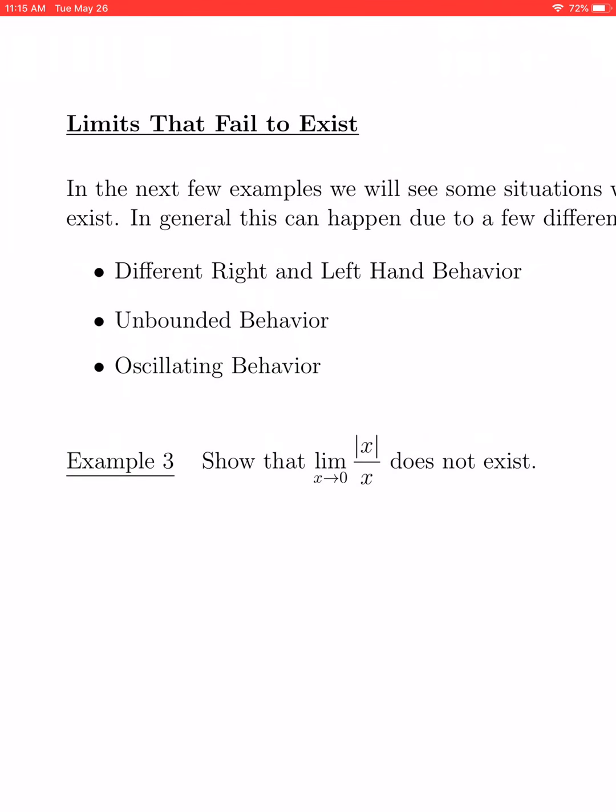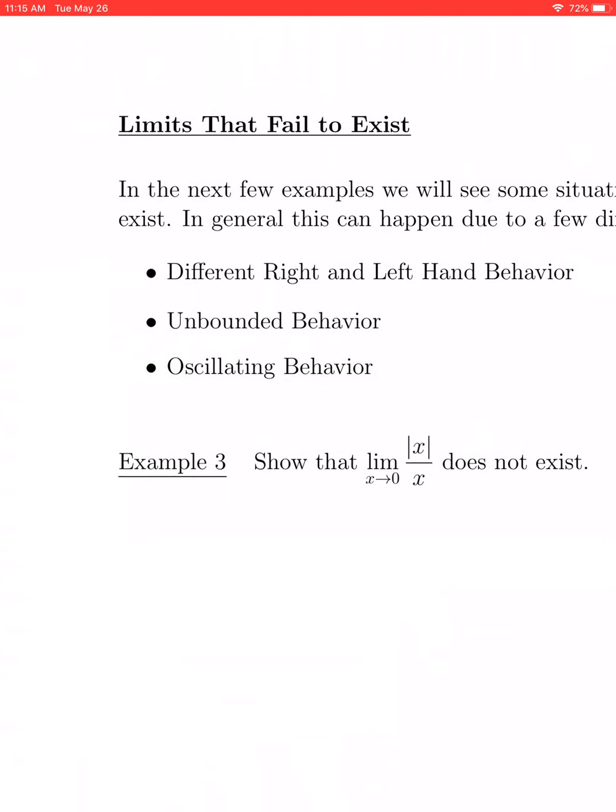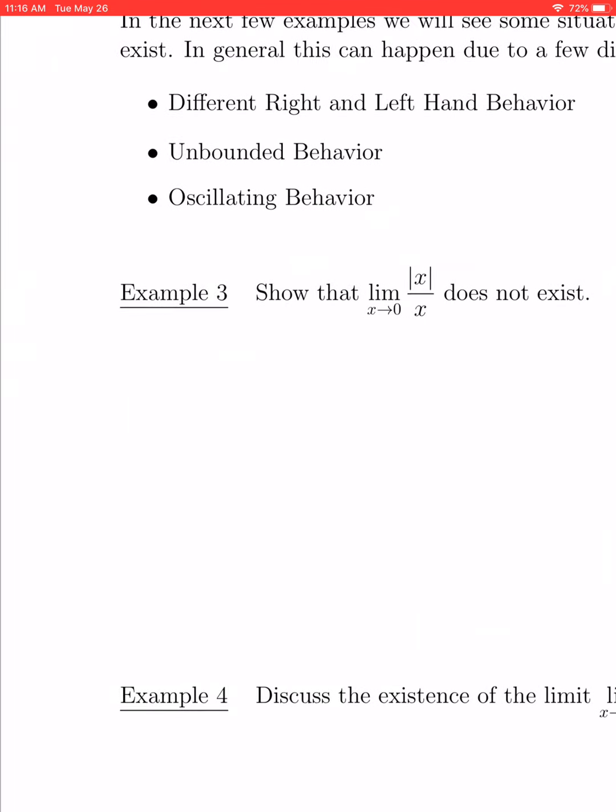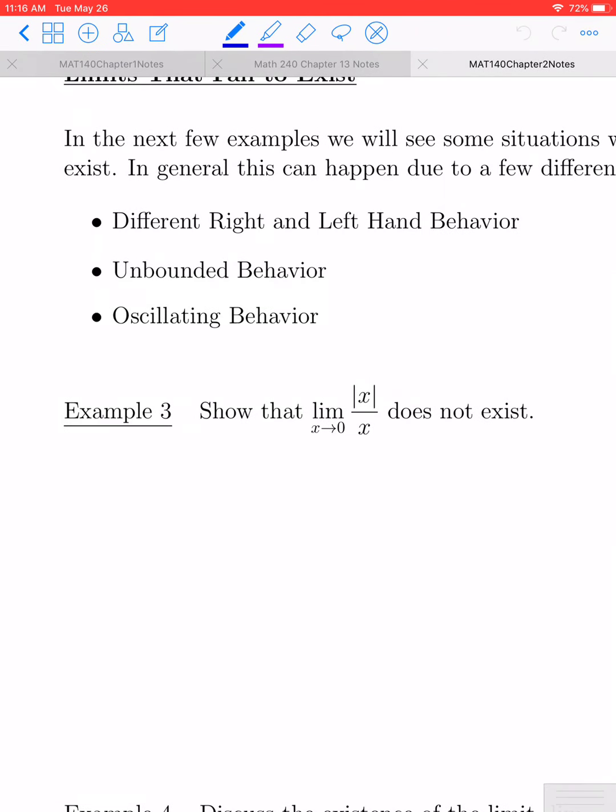In general, not every function will have a limit as x approaches a set value c. So there are situations where limits can fail to exist. Three of the key behaviors that will prevent a limit from existing: first, if we have different left-hand and right-hand behavior. It's possible that the function will approach one value from one direction on the x-axis, and a different value coming in from the other direction. So if you have different right-hand and left-hand behavior, the limit will fail to exist.